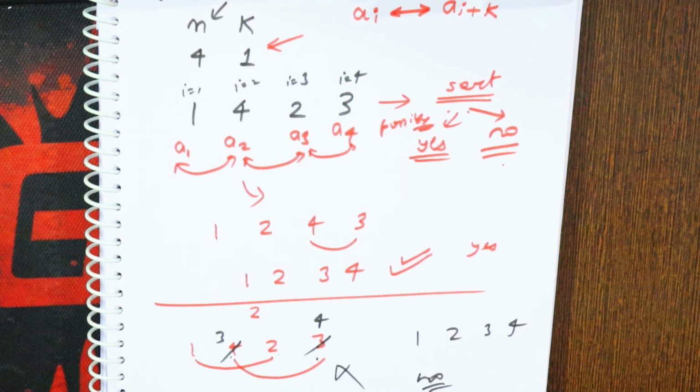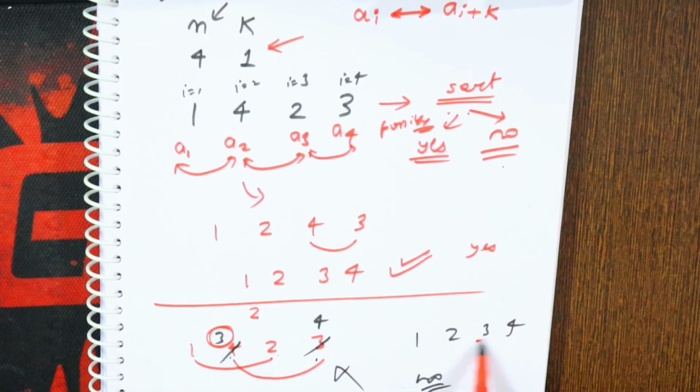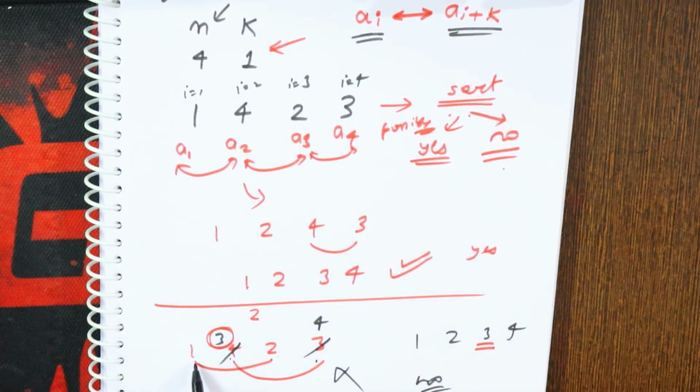So from the basic explanation of these two examples, you can see that the 3 which is here actually belongs in another place. The basic thing you should understand is that if I am swapping A of I and A of I plus K, then my elements are like this.